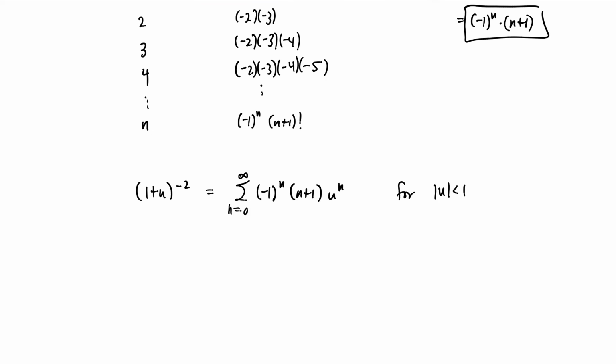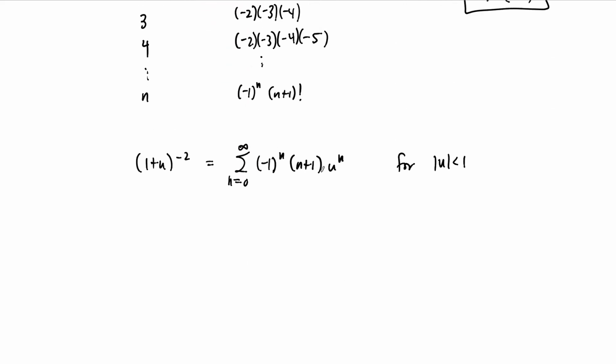All right, but remember, what we have is not just u. It's lowercase d over capital D, right? So we can plug this in and write 1 plus d over D, squared. This is equal to the series, n goes from 0 to infinity, -1 to the n times n plus 1 times d over D to the power n. All right? This is a -2 power, though.